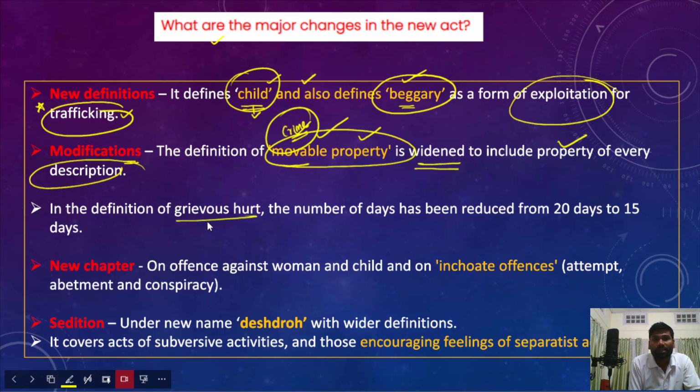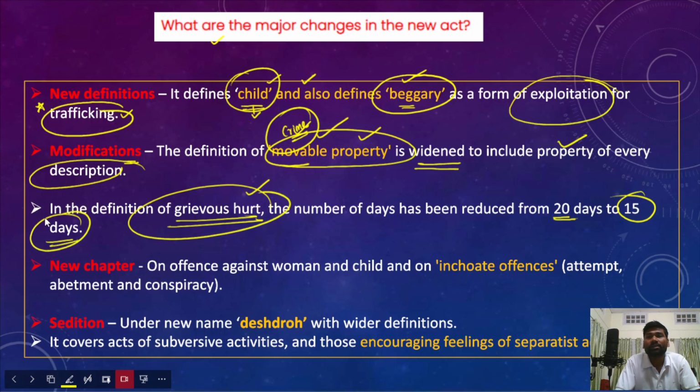So there's also a definition of grievous hurt. Okay, so hurting someone, that is grievous hurt. With respect to grievous hurt, the number of days has been reduced from 20 days to 15 days. In the sense that when one particular individual was grievously hurt, in order to investigate the matter or in order to provide justice, the number of days is being reduced from 20 days to 15 days. So this will also significantly benefit the people who have faced the menace of grievous hurt, physically, mentally, sexually.